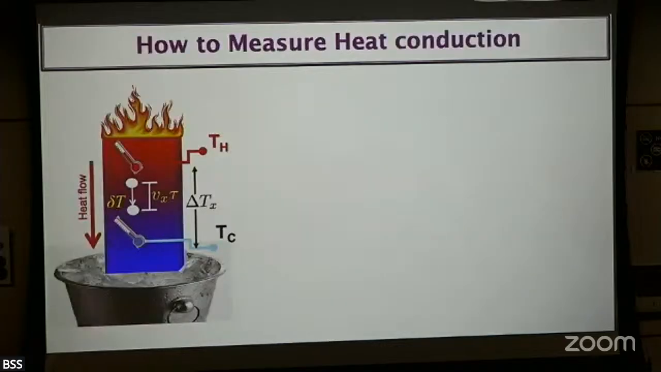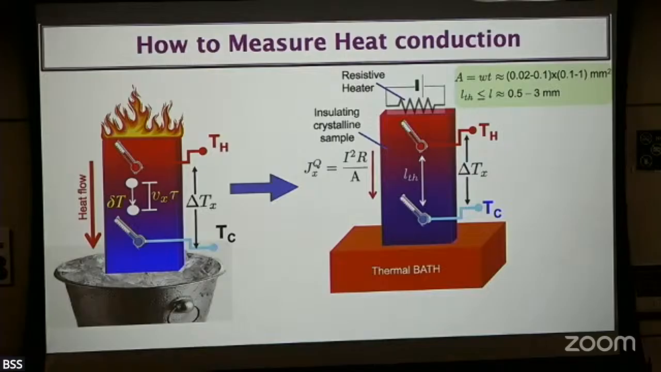Okay, so let's start with how to measure heat conduction. This is the cartoon picture I showed you, but this is exactly how we measure in the lab. Instead of the fire, we actually use a very small chip resistor, and of course the chip resistor is very carefully characterized in situ. If you apply current to the resistor, it creates Joule heating, I squared R, and that heat all goes into the sample. So near the heater, the temperature will rise.